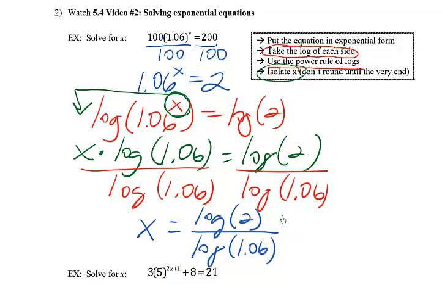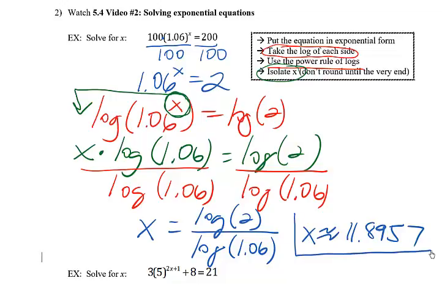This would be the exact answer. Remember, these are base 10 logs. Most of the time we're going to want a decimal approximation. Well, this is very easy to type into the calculator. Just type it in exactly as it appears: log of 2 divided by log of 1.06. And rounded to 4 places, we get x is around 11.8957. That would be the approximate solution. Remember, you don't want to round anything until the very end of the problem. So don't touch your calculator until this very, very last step.